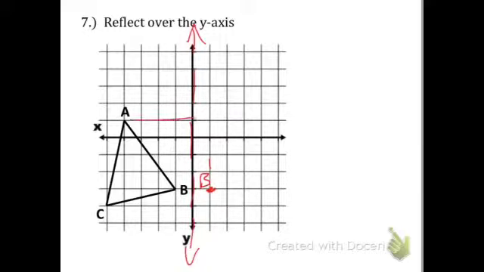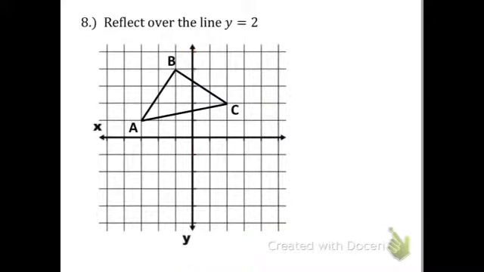A is 4 to the left, so you need to go 4 to the right. And there's your new A prime. C is 5 to the left, so you go 5 to the right to get your new C prime. Once you have those 3, connect them up, and you're ready to go.